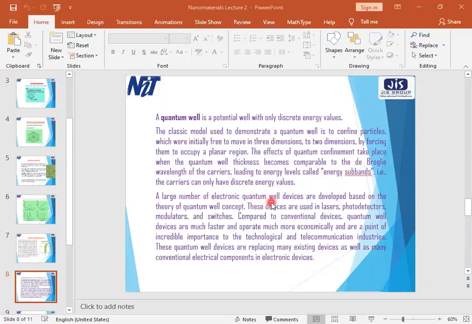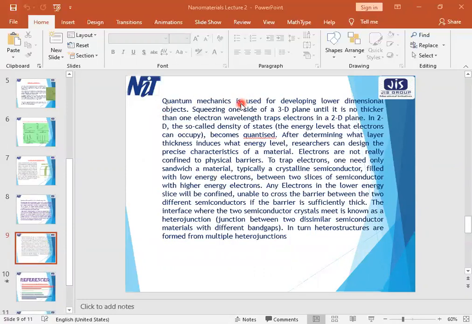A large number of electronic quantum well devices are deployed nowadays. On the basis of this quantum well concept, a large number of electronic devices have been developed and are used. These devices are used in lasers, photodetectors, modulators, and switches. Compared to conventional devices, quantum well devices are much faster. This is their merit, that they are much faster and operate much more economically. That means the cost is small, and they are of incredible importance to the technological and telecommunication industries. These quantum well devices are replacing many existing devices as well as many circuits or electrical components in electronic devices.